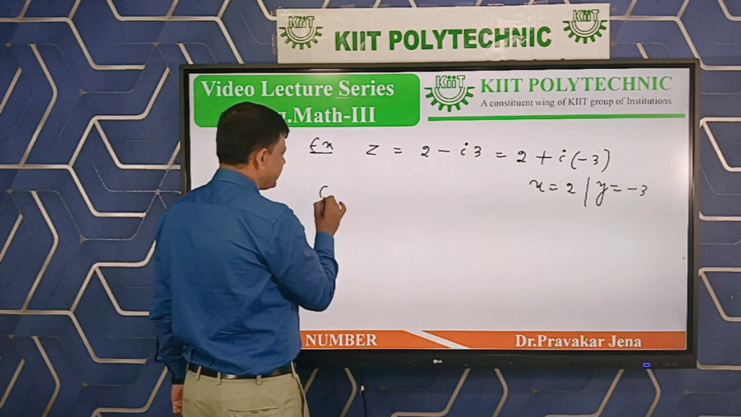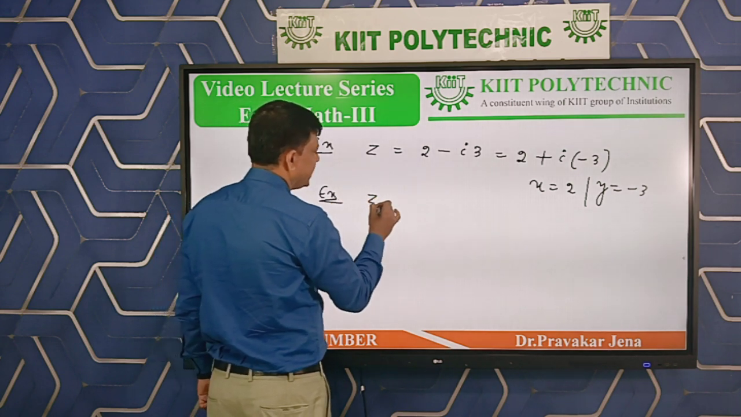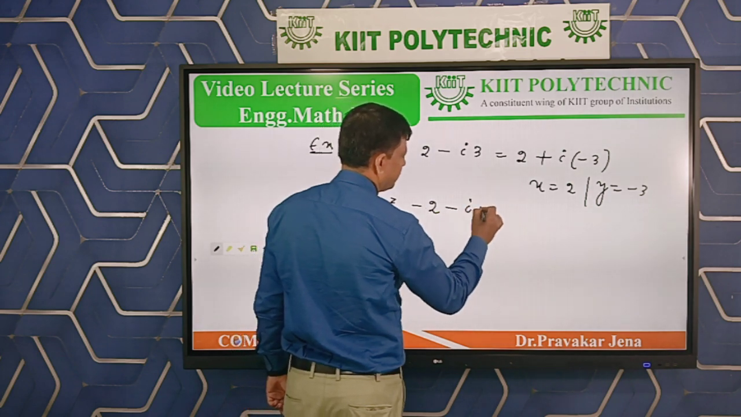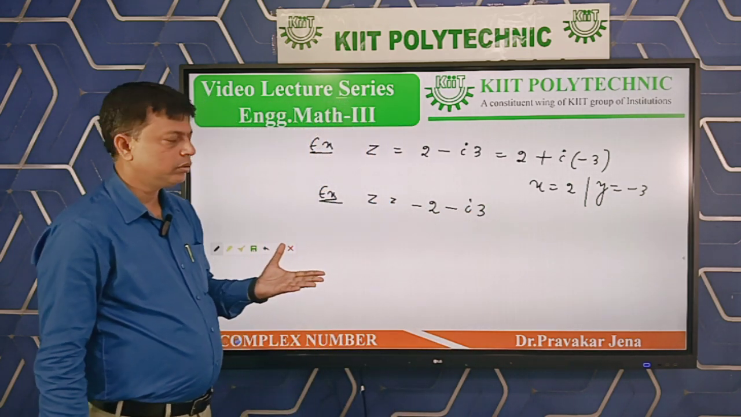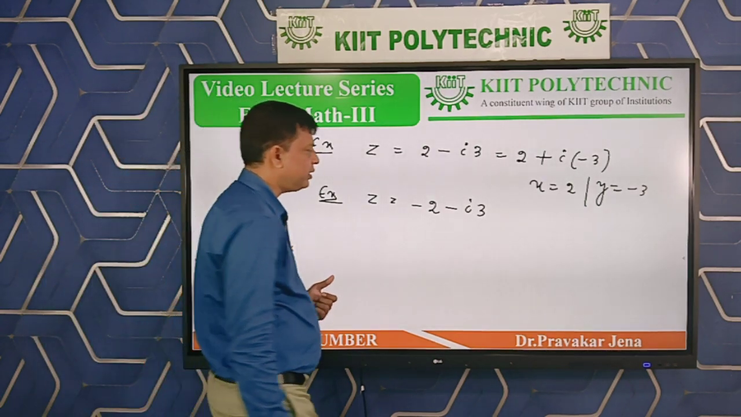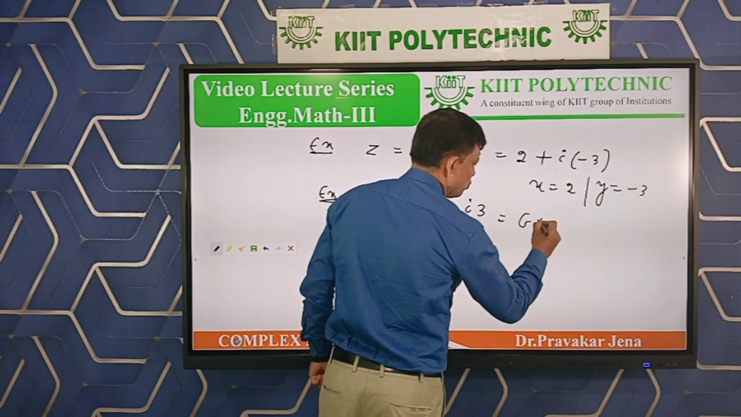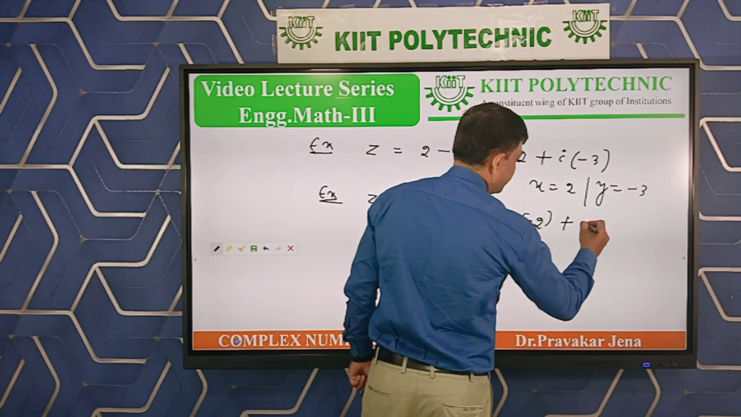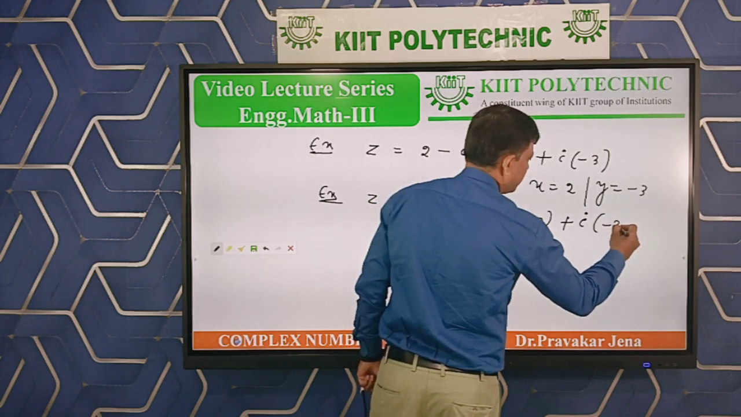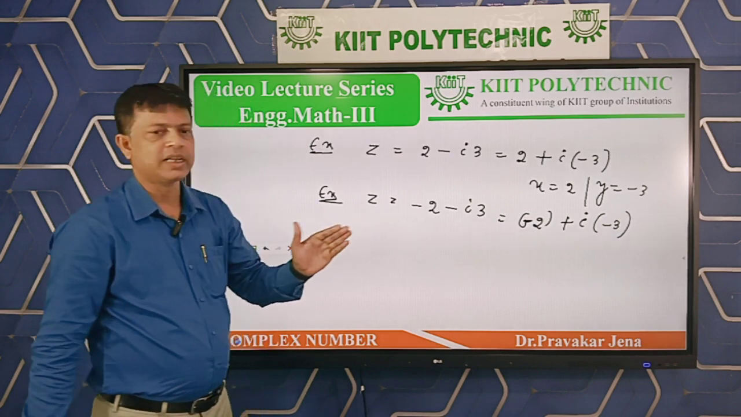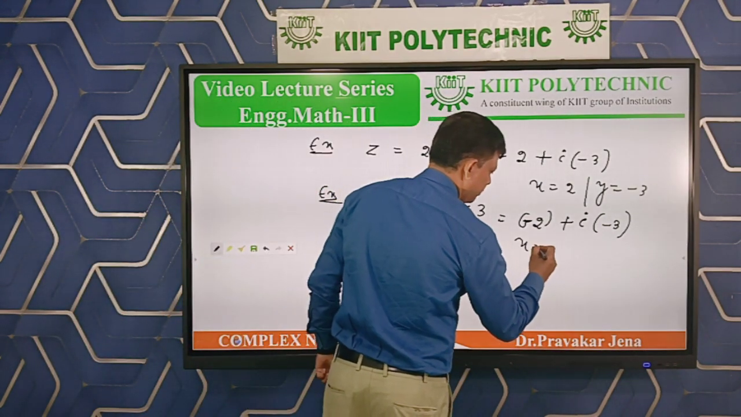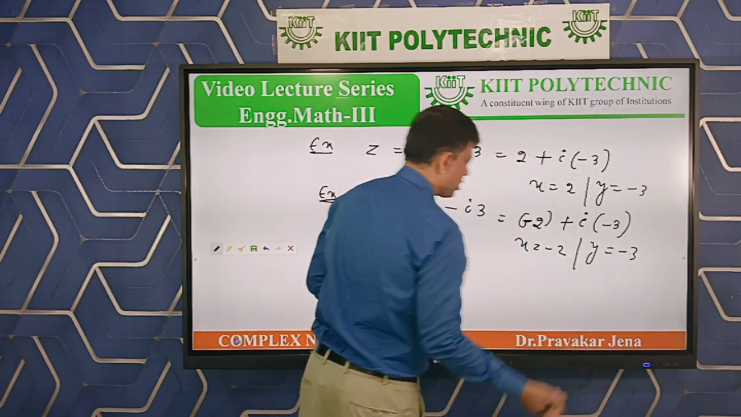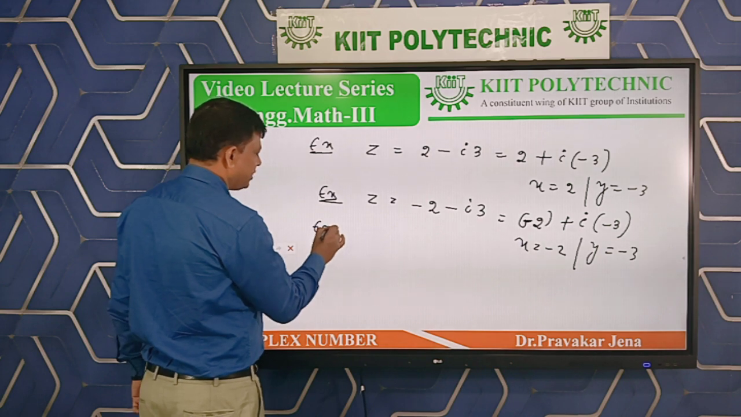Similarly, in another example, I'll consider z equals minus 2 minus i3. So how to transfer it into the form x plus iy? Very simple. You take minus 2, no doubt, minus 2. Then you write the plus sign. Then you write i. Then you write minus 3. That is minus 2 plus i times minus 3. So what is x here? Minus 2. And what is y here? Minus 3. That's complete.